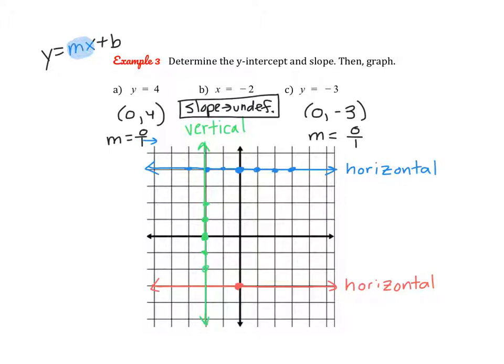So these are really the two special types of lines to look out for. If you ever see just y equals, it's going to be horizontal. And if you ever see just x equals, it's going to be vertical.